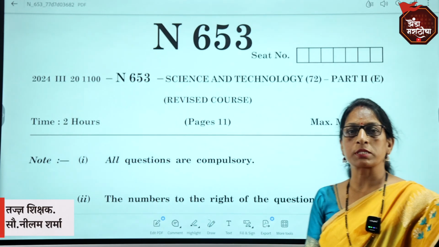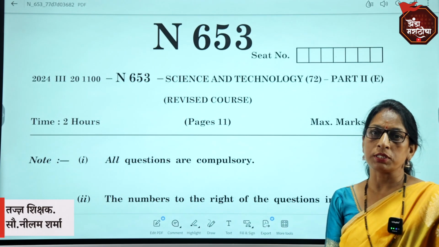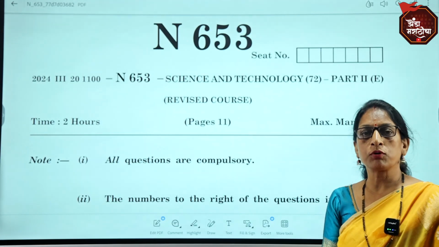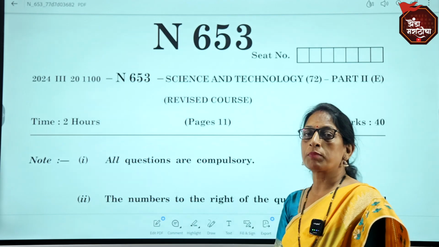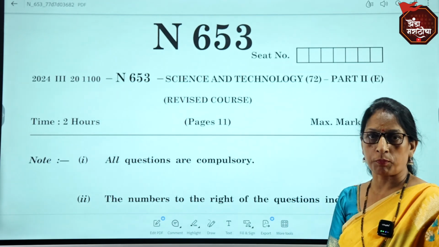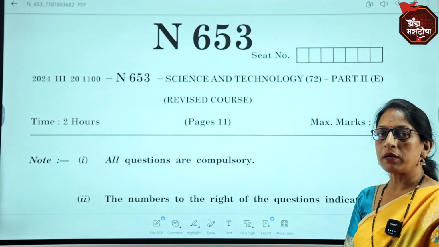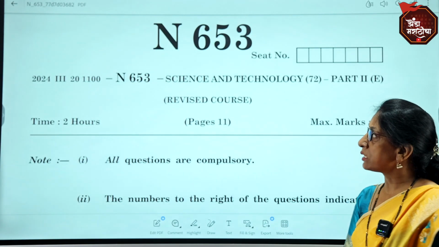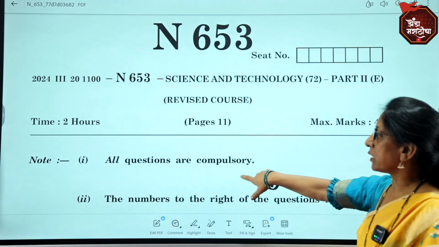Namaskar. Today I am going to explain the Science and Technology 2, 10th Standard Maharashtra Board question paper. This question paper is divided into 4 parts. One is A part, in which we include the MCQ types of questions. These are all compulsory questions.